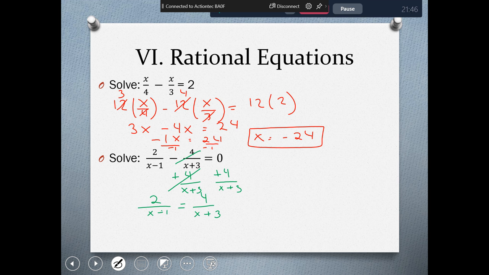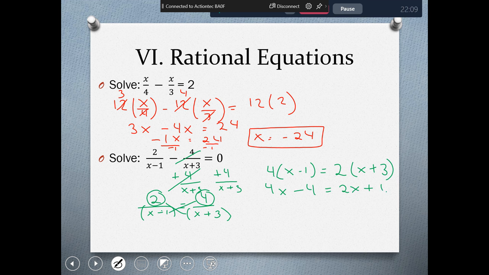Then I can just cross multiply. Okay, so I'm going to take my 4 here and I'm going to multiply it by everything. So that's going to be 4 times x minus 1. And take my 2 and multiply it by everything. That's going to be 2 times x plus 3. Okay, then I'm going to distribute. So I'm going to get 4x minus 4 equals 2x plus 6.